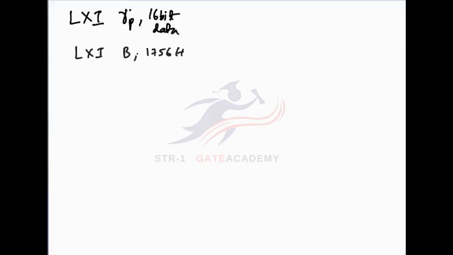Then how do we find out whether it is a register pair or only one register? Using the X symbol. Whenever X is mentioned, we always take a register pair. So in BC register pair, 56H data is stored into the C register, and similarly 17 is stored into the B register.